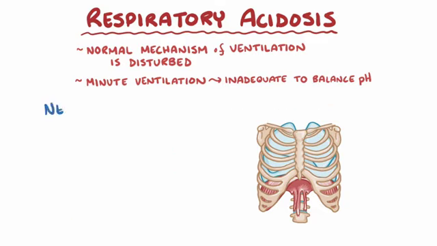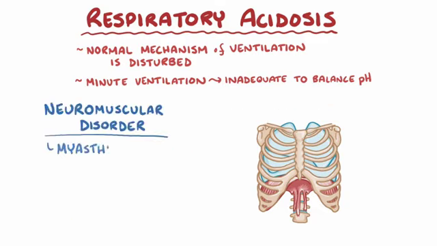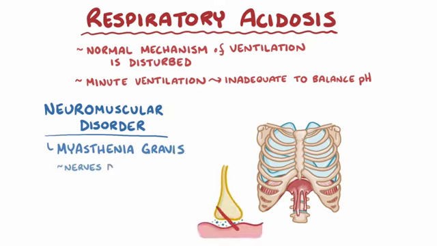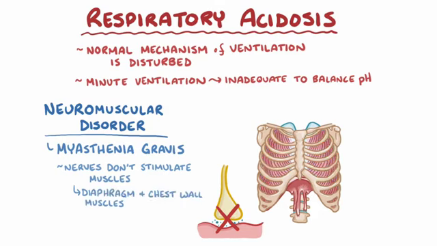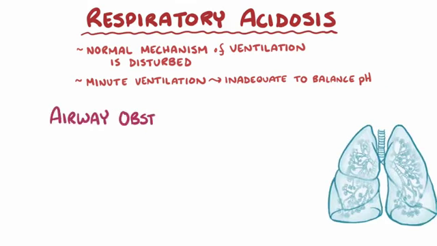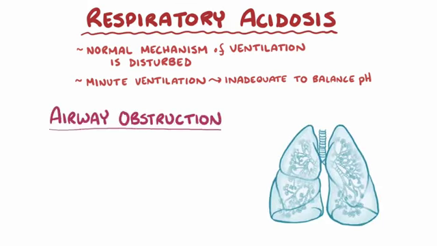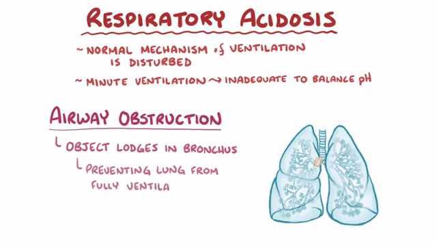It could also be due to a neuromuscular disorder, like myasthenia gravis, where the nerves don't effectively stimulate the muscles to contract. Sometimes the diaphragm or chest wall muscles don't work properly, which can happen after severe trauma, or due to obesity when the chest wall is too heavy for the muscles to lift it. Another reason is airway obstruction, which might happen if a child swallows an object like a peanut and it lodges in the right mainstem bronchus, preventing the lung from fully ventilating.